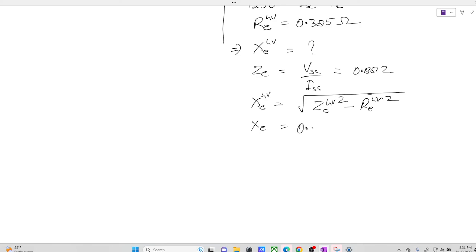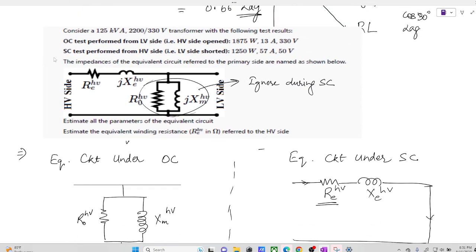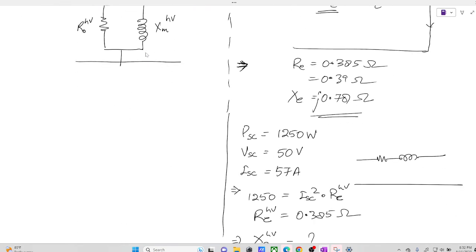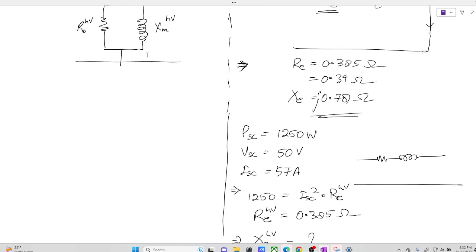Okay, 0.79 ohms. All others are getting this? Clear? Sir, please go through its phasor diagram, very quickly, sir.